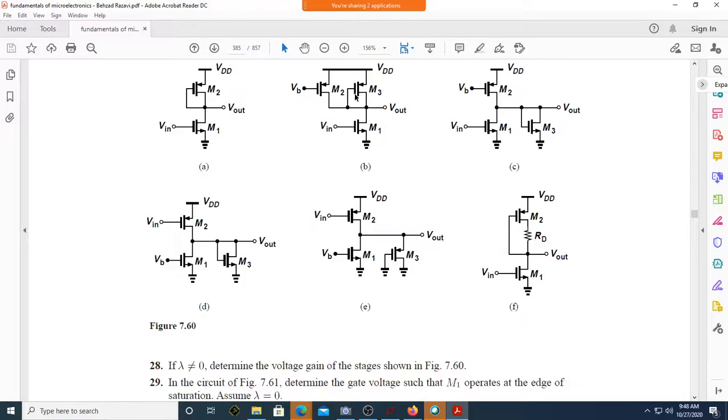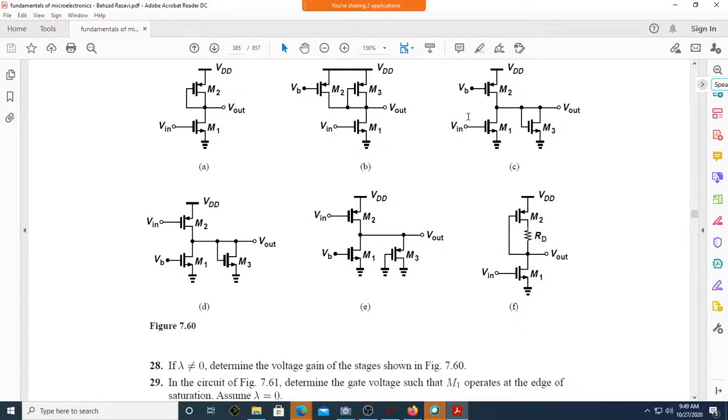Sir, it reduces to R02. No, the effectiveness of M2 is a resistance of value R02. Correct? Yes, sir. How about M3? Its effectiveness is 1 over GM3 parallel to R03. Perfect. And since those two are connected in parallel, their effective resistance will come in parallel. Done? Yes, sir.